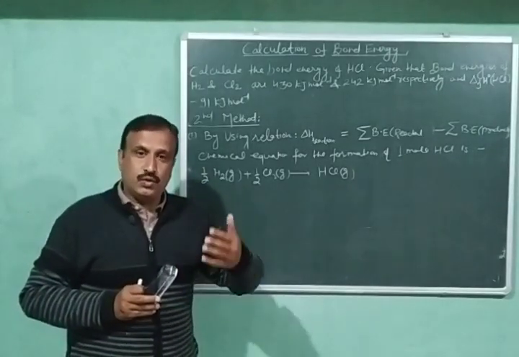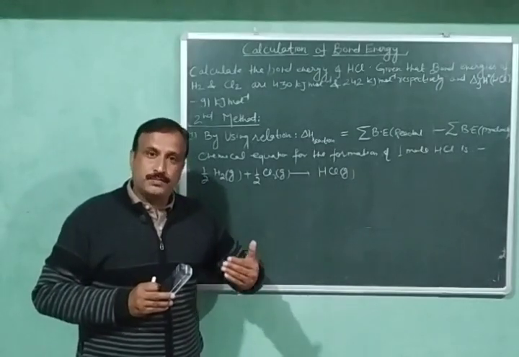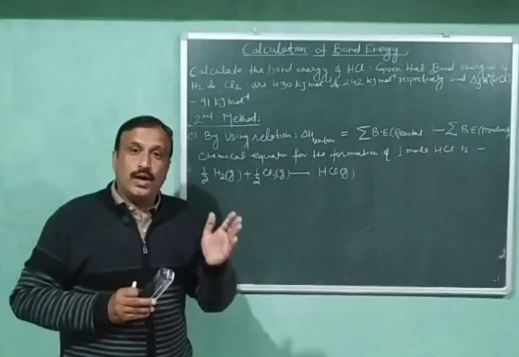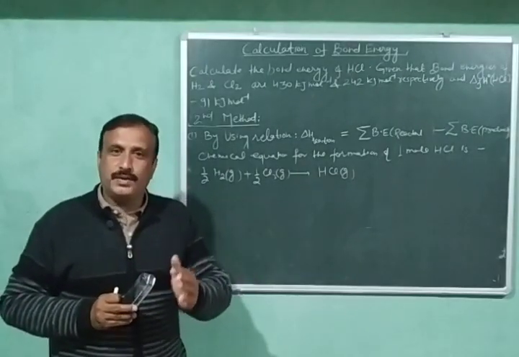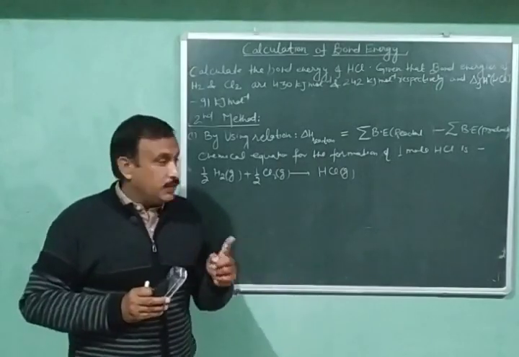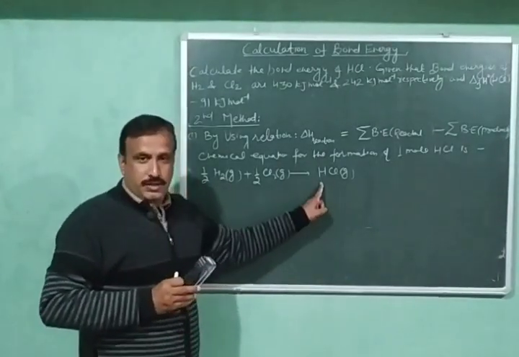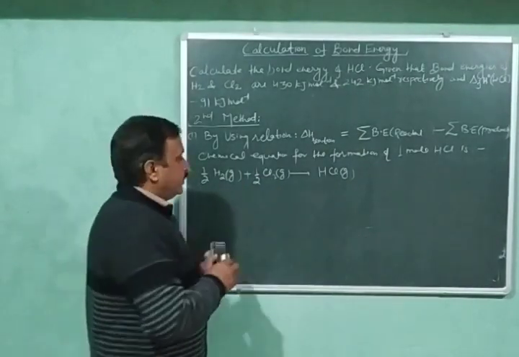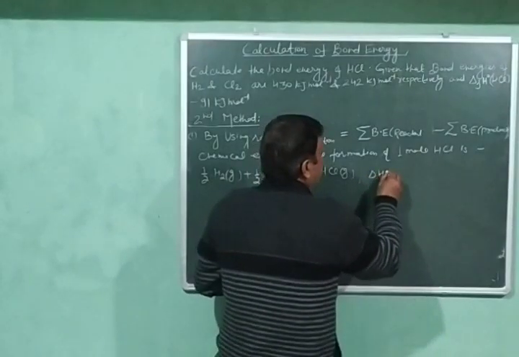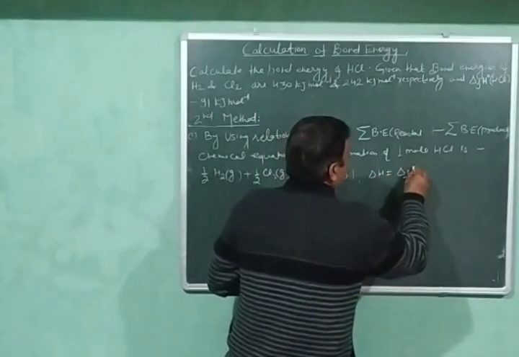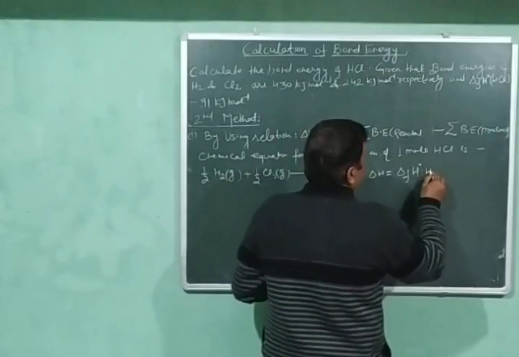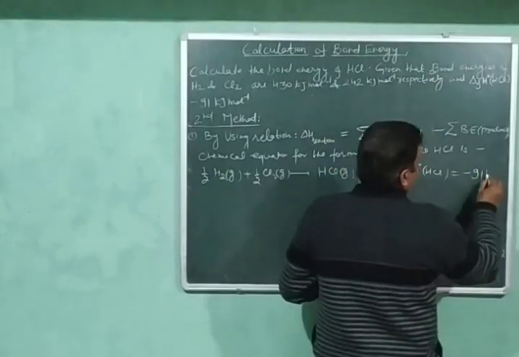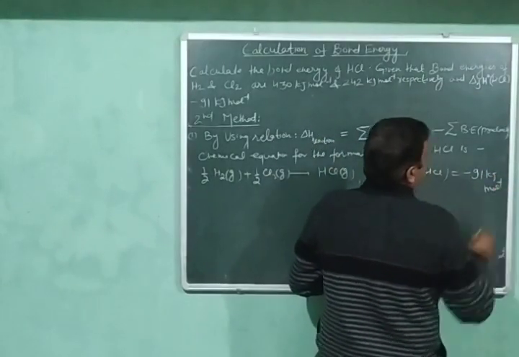Understood? And I have told you the enthalpy of formation of a compound is the energy absorbed or evolved when 1 mole of a compound is formed from its elements. So the delta H of this reaction will be equal to the enthalpy of formation of HCl, and here we are given this value, it is minus 91 kilojoule per mole.